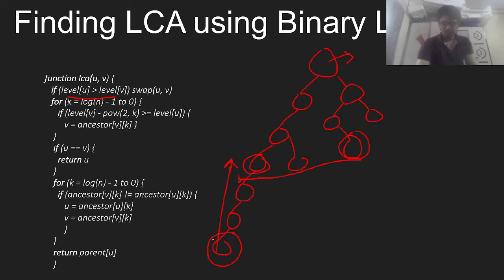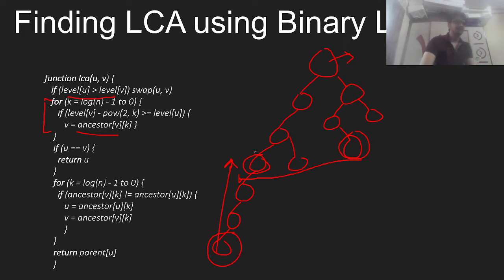Then we'll move this node to the level of the other using this approach: if level v minus 2 to the power k is greater than or equal to level u, then we move to the kth ancestor. We keep doing this until both levels become equal. Is this clear to everybody? Till both of them become equal.